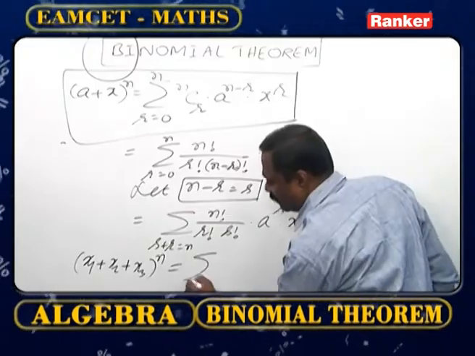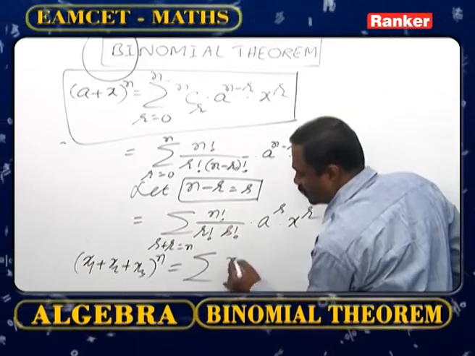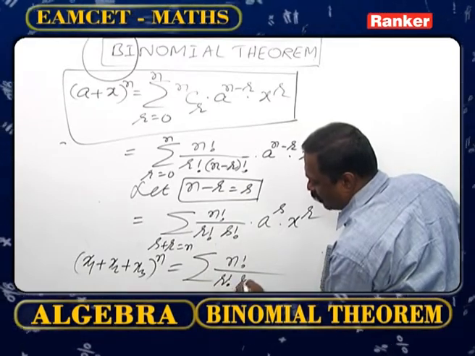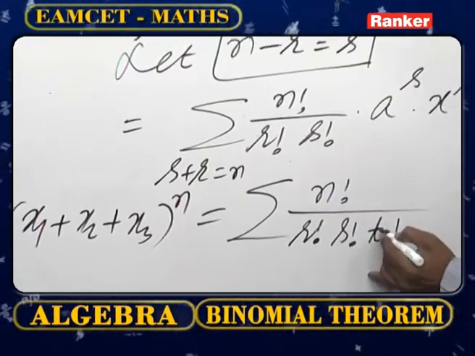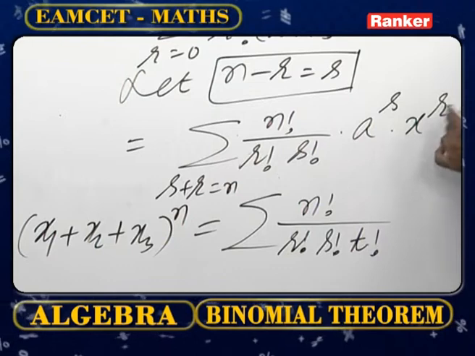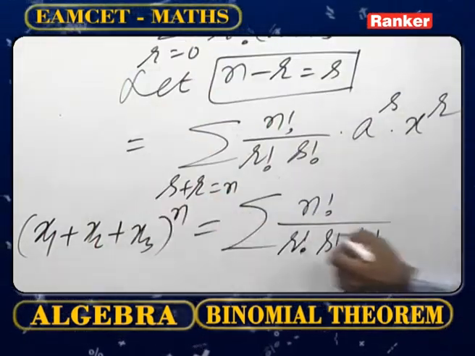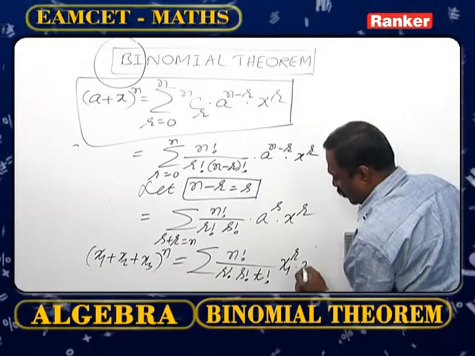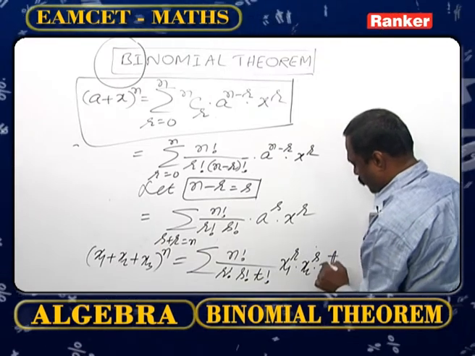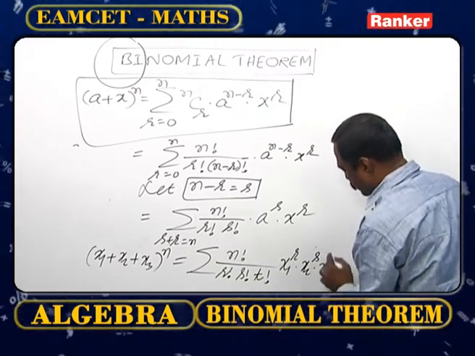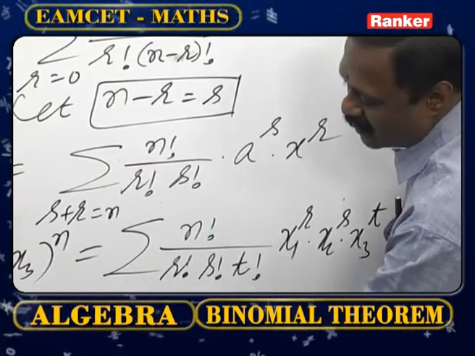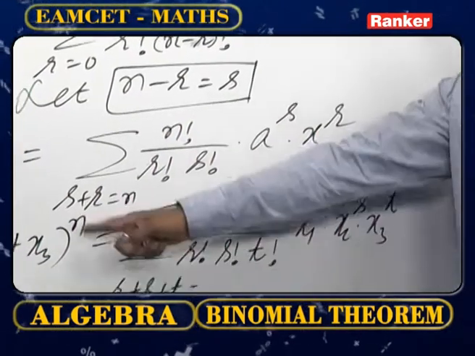Sigma will of course be the same. N factorial will of course be the same, and I'll make the denominator like this: r factorial, s factorial, and t factorial. Whatever the factorials are, they are the powers of the terms in the base. Here also x1 power r, x2 power s, and x3 power t. Understand this carefully, such that the sum of the powers r plus s plus t must always be equal to n.